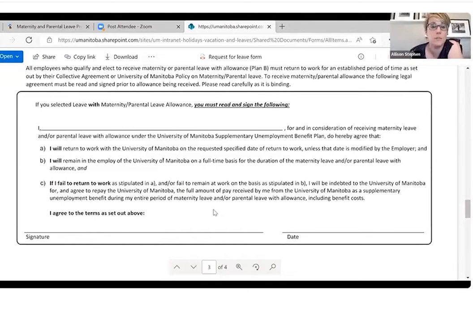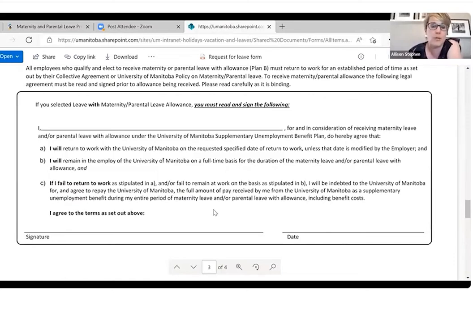Now, there are some questions I've had where maybe a woman has had 3 kids. This is her 3rd mat leave. She's not sure if she wants to come back to work, but she is eligible for Plan B. And she's like, what do I do? I don't know if I want to come back. I don't want to have to pay it all.